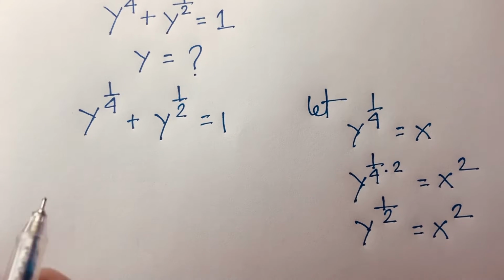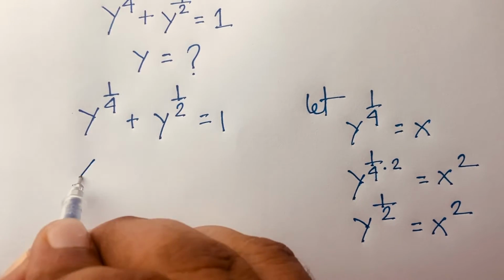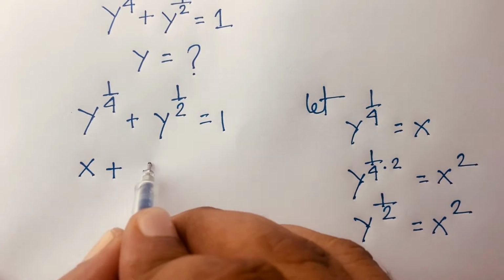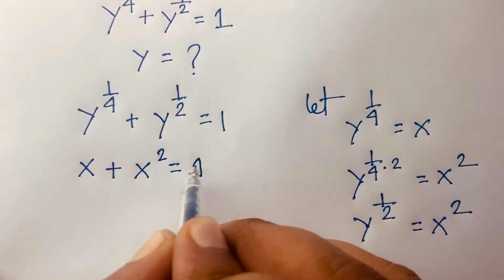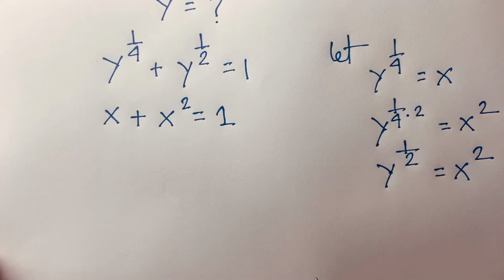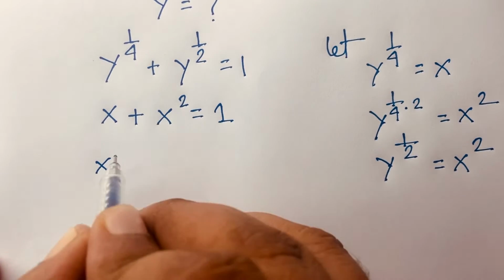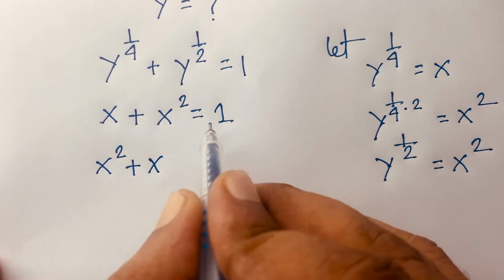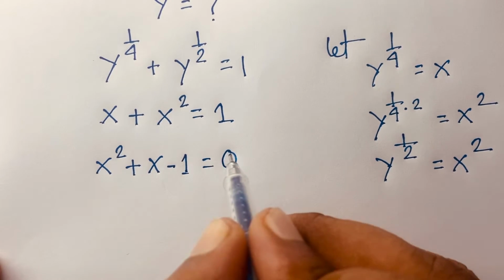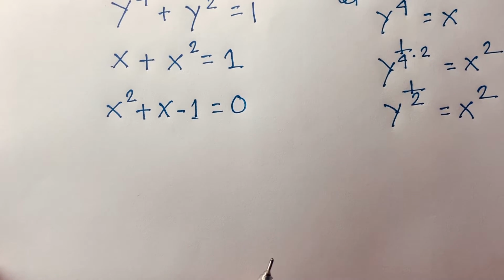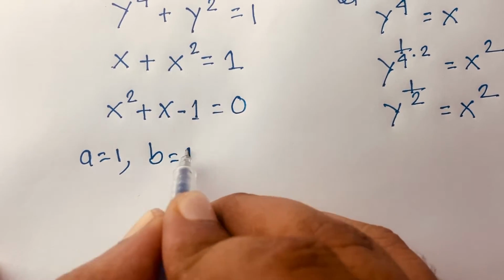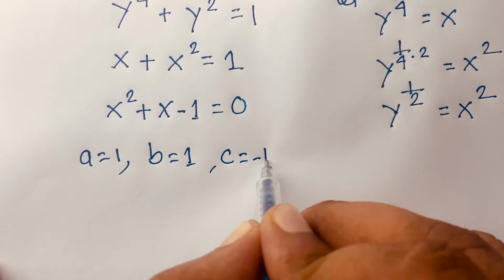So y to the power 1/4 is x, and y to the power 1/2 is x squared. So I can say x squared plus x is equal to 1. Then it is a quadratic equation, so this equation becomes x squared plus x, and moving this to the left side we get minus 1 is equal to 0. Here a is equal to 1, b is equal to 1, and c is equal to minus 1.